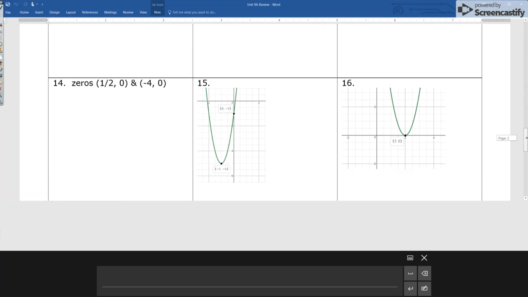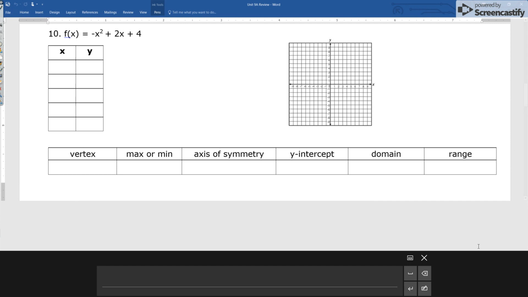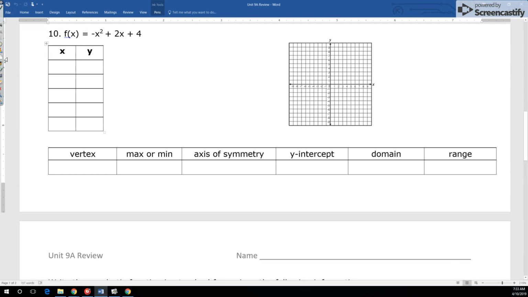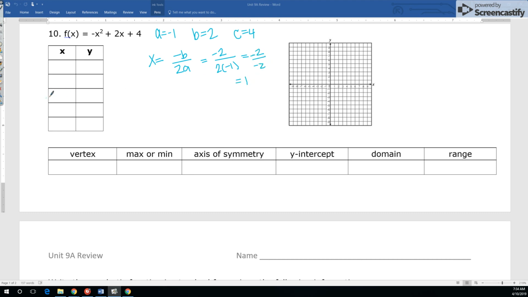Okay. Whoops. Number 10 is very similar, except we have a negative in front of x squared. So that means my A is negative 1, my B is positive 2, and my C is positive 4. So my formula to find the x value of the vertex and the axis of symmetry is x equals opposite of B divided by 2 times A. The opposite of B is negative 2 because B is 2. And then 2 times A is negative 2. This is negative 2 over negative 2, which simplifies to 1. That's the x value of my vertex.